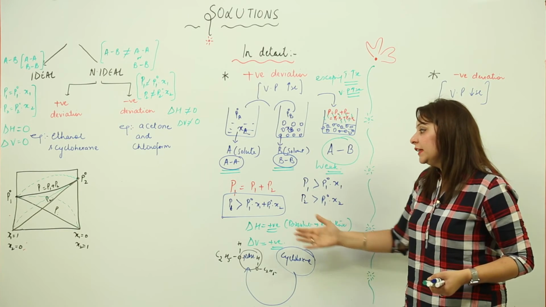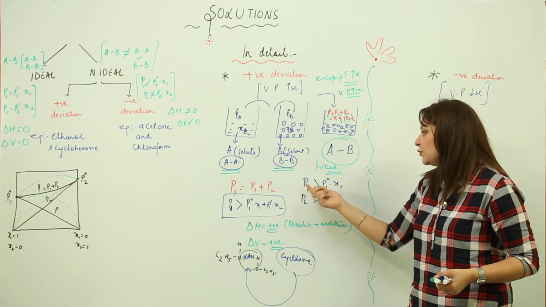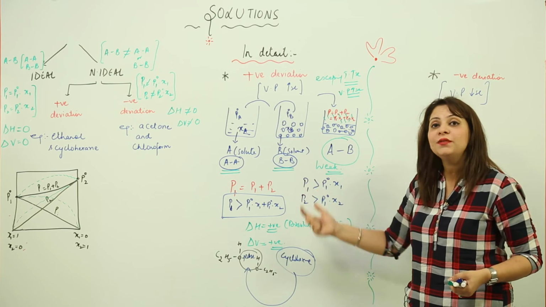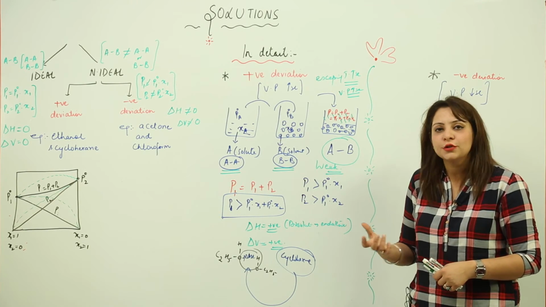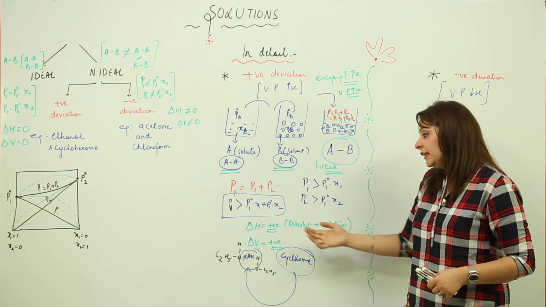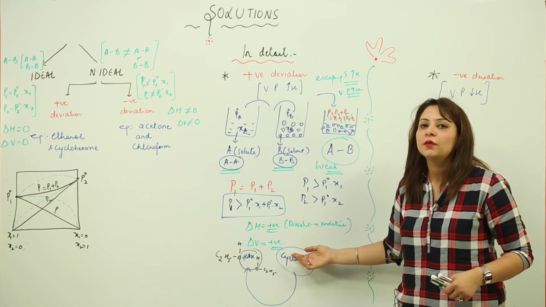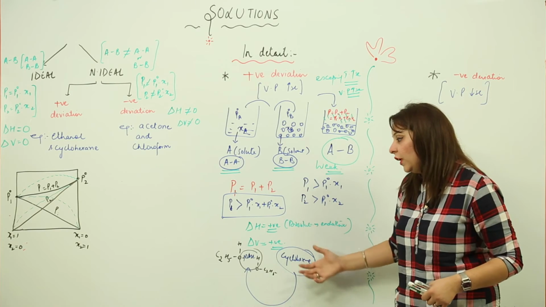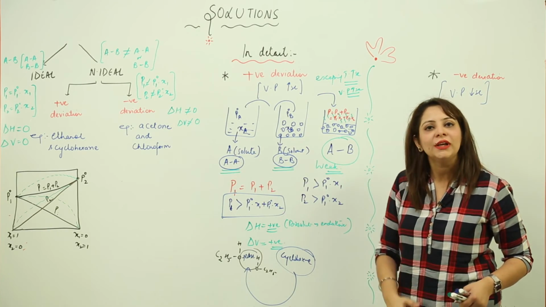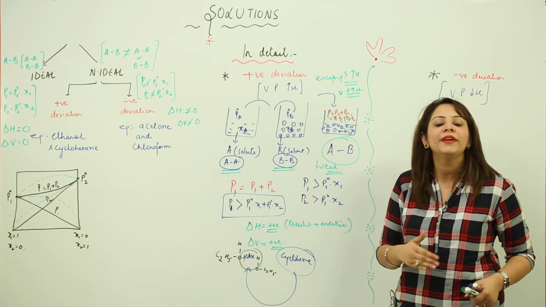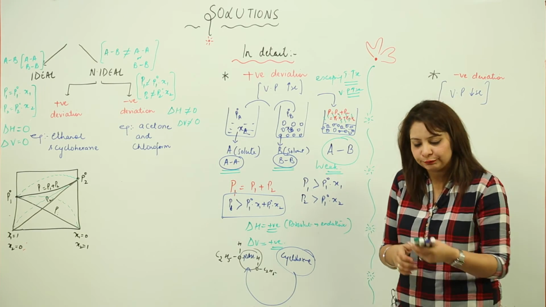And due to this, the partial pressure which it would exert when it is present in the solution form is greater than its pressure in the pure solvent into mole fraction. And likewise, delta H is going to be positive, delta V is going to be positive, and moreover, the vapor pressure is just going to increase. So this is how you are going to show when somebody asks you about the positive deviation.